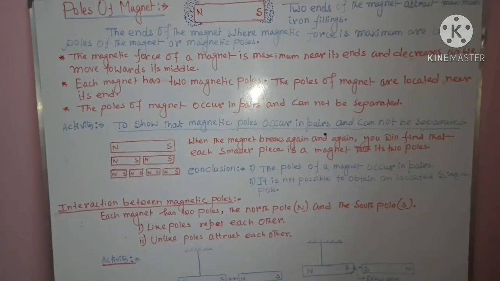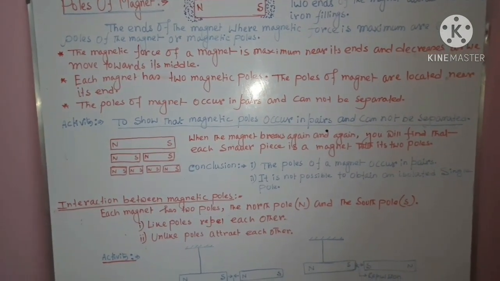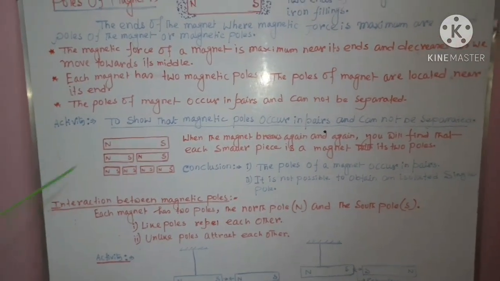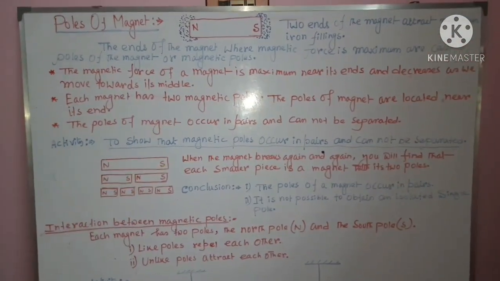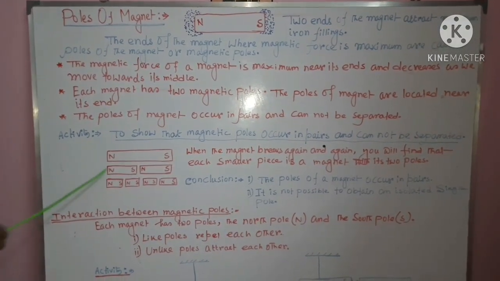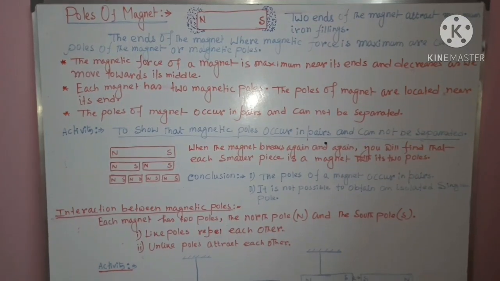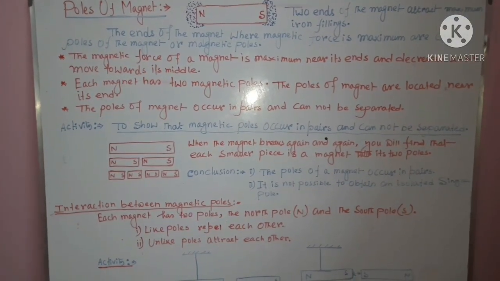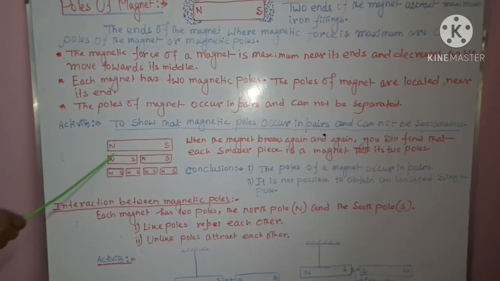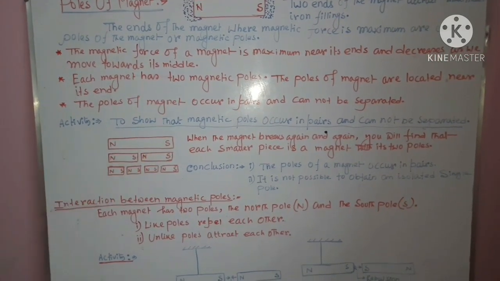So how can you perform the activity? See, you just take a magnet. This is a North Pole and this is a South Pole. Now you break the magnet into two pieces. Whenever you break the magnet, you are able to see that every piece has two poles, again North Pole, South Pole, North Pole, South Pole.